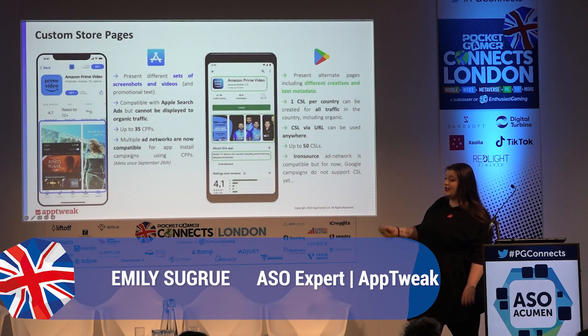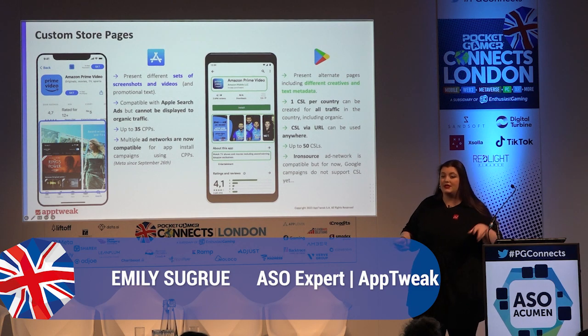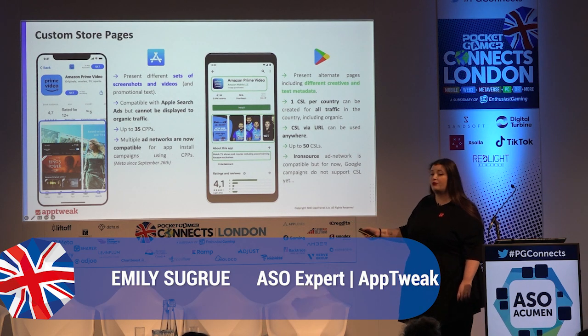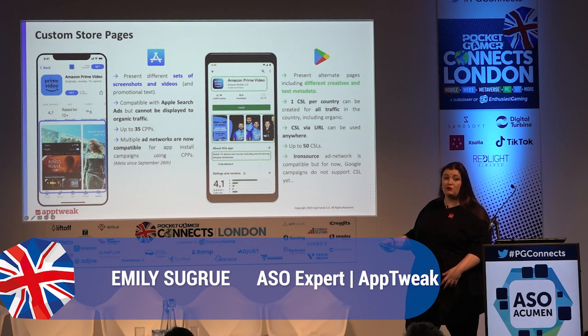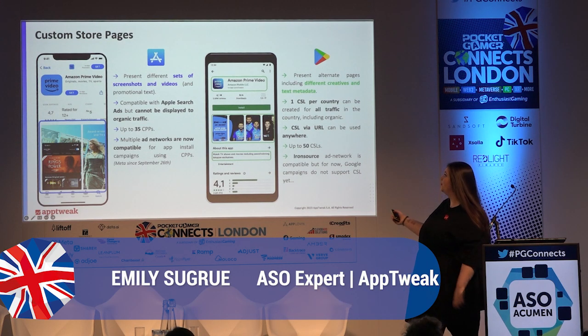Now, custom store pages are a bit different in both of the stores. On the Apple Store, they're called custom product pages, and you can really only change the screenshots. That's the only thing you can change. Whereas on Google Play, you can change a lot more. You can change basically the entire page to suit whatever ad you're trying to push.